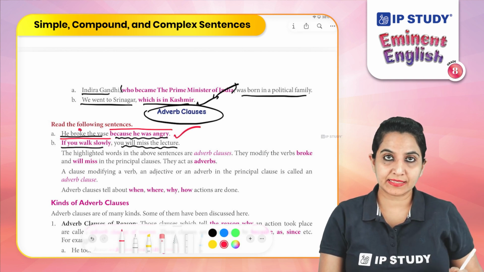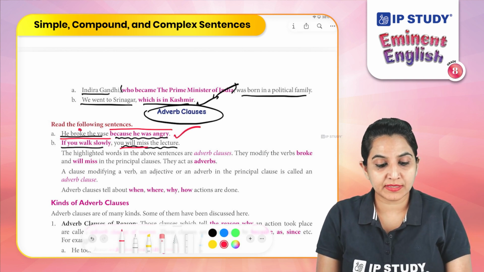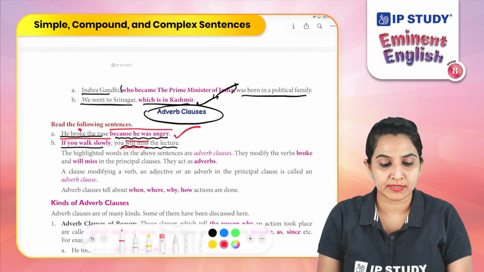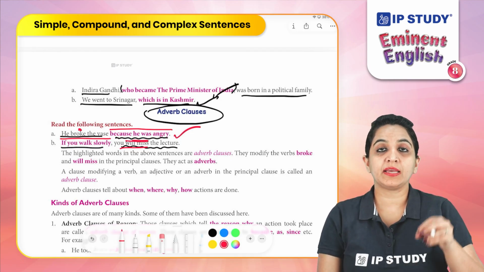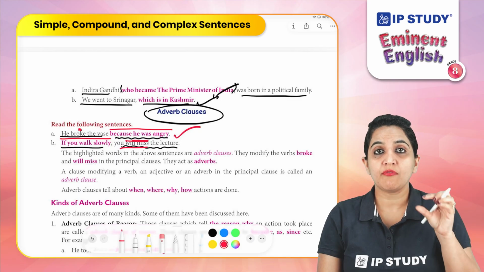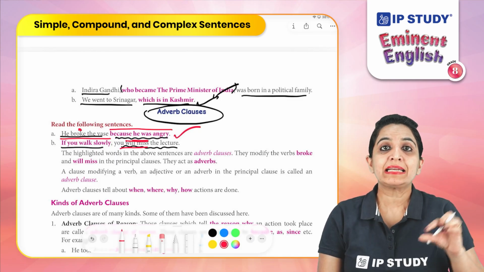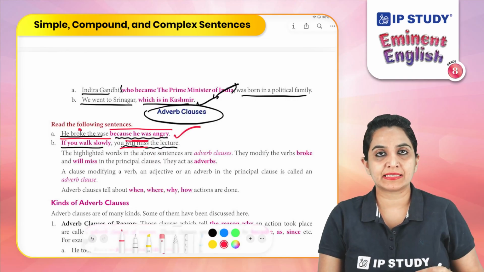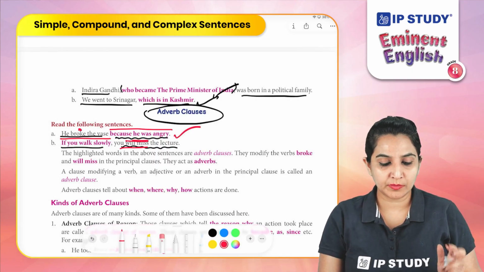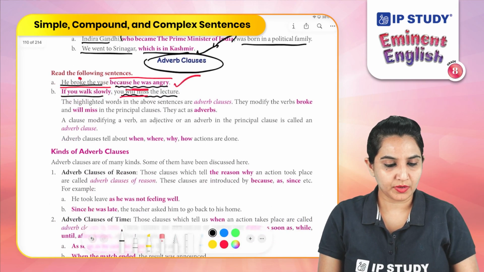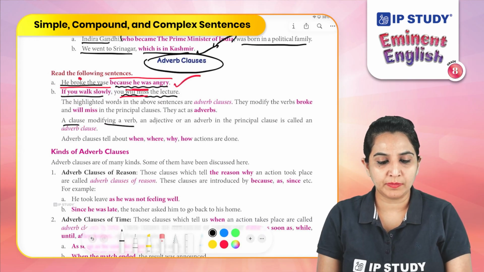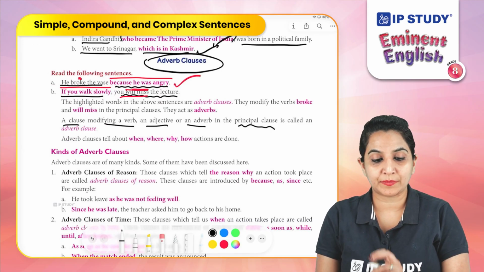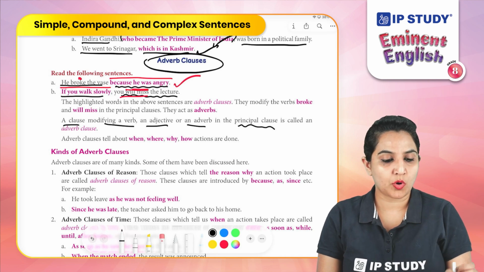In the second sentence, "you will miss the lecture," so "if you walk slowly" is modifying "you will miss." That means they are modifying the verb. So when clauses act as an adverb, that means when they modify the verb in the sentences, they are called adverb clauses. A clause modifying a verb, an adjective or an adverb in the principal clause, that means a main clause, is called an adverb clause.